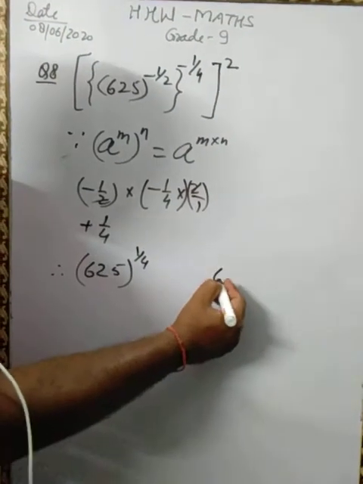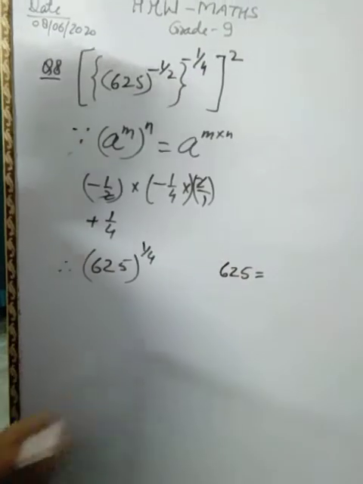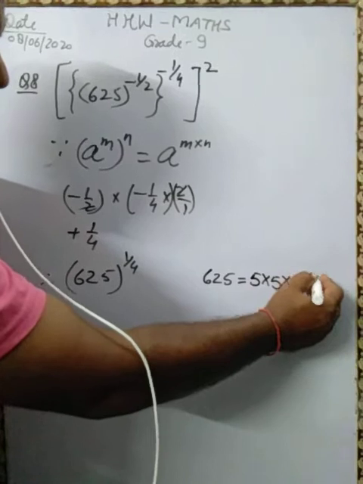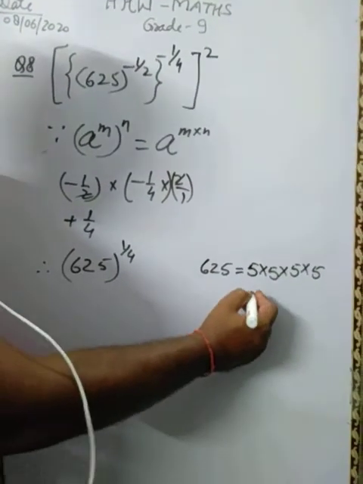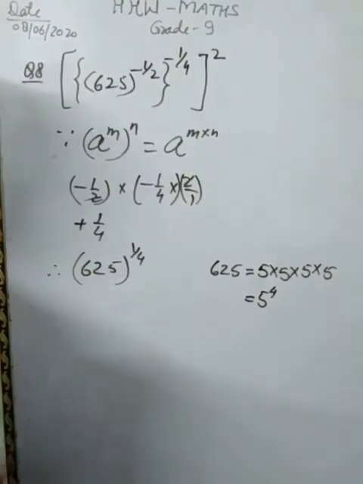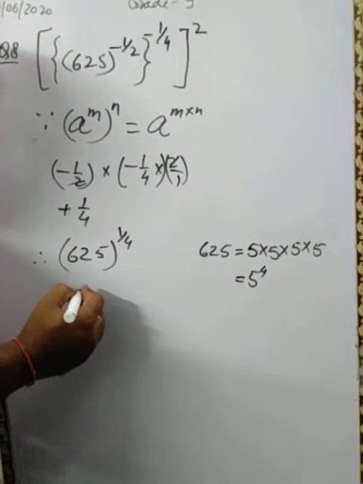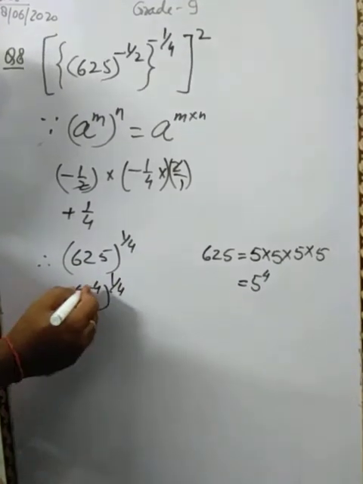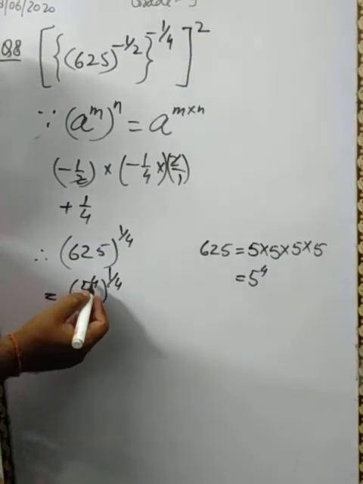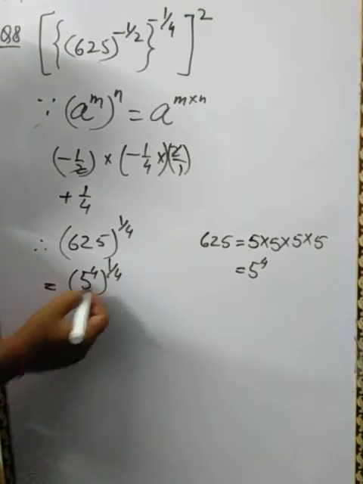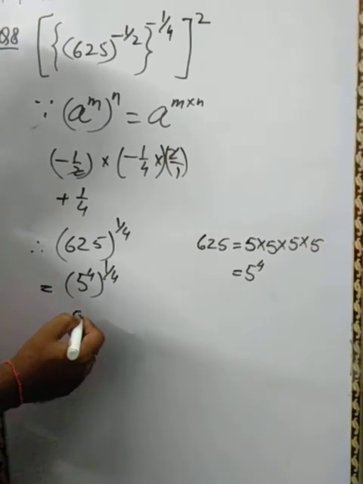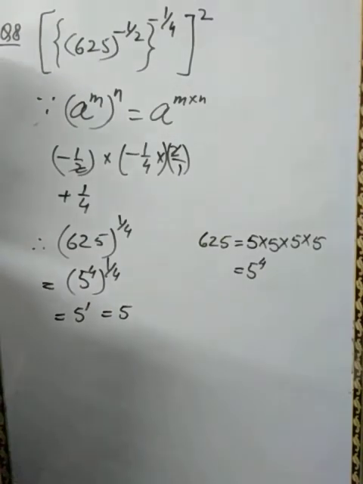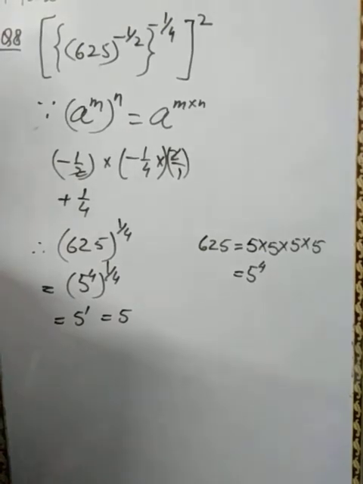Now 625 can be written as 5 into 5 into 5 into 5. This is 5 to the power 4. So instead of this 625, we will write down 5 to the power 4 whole raised to the power 1 upon 4. Correct? Again we will multiply 4 into 1 upon 4. 4 and 4 will be cancelled and it will remain as 5 power 1. 5 power 1 means 5. Okay, got it? This is the solution of question number 8.